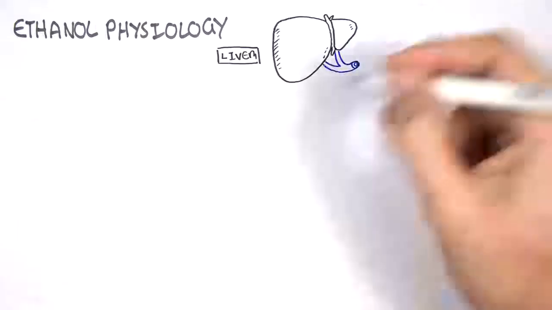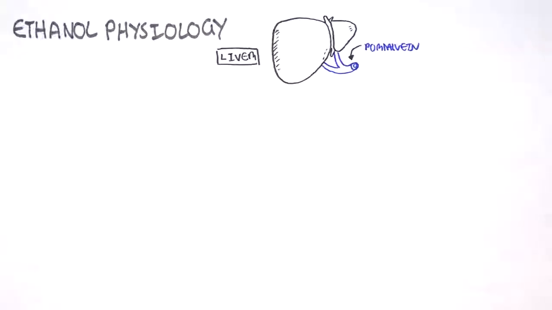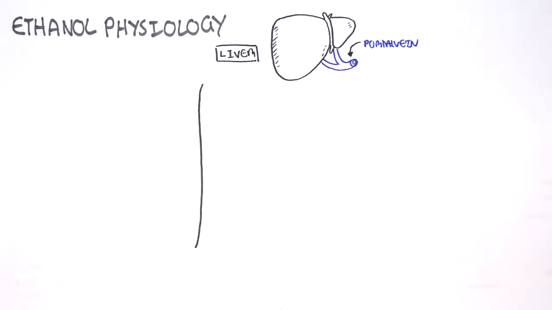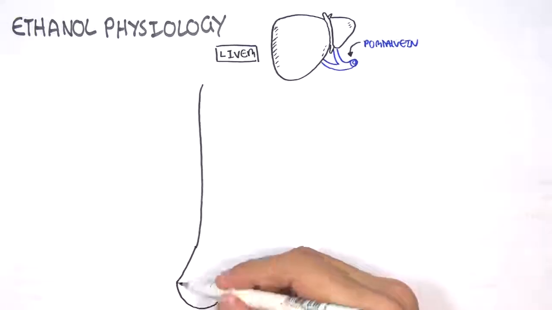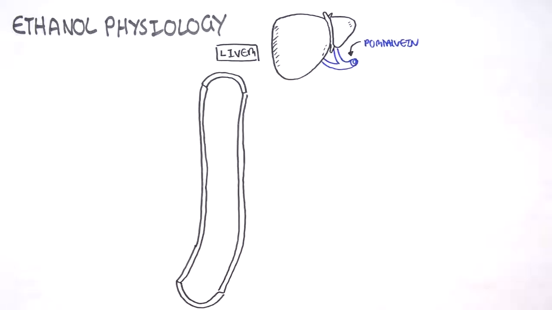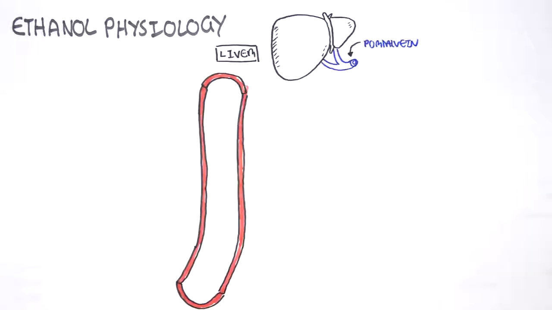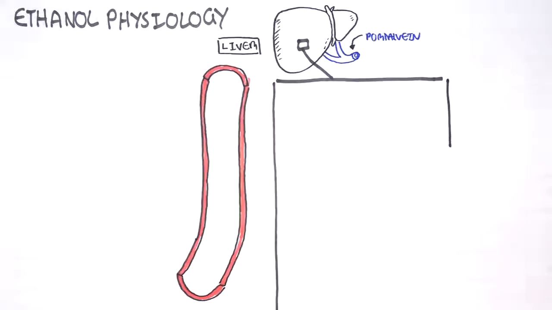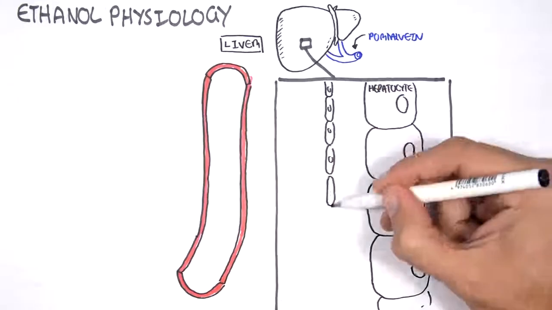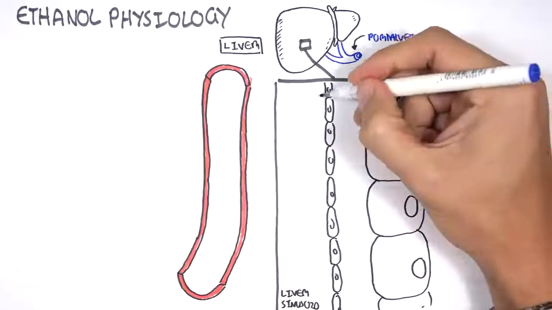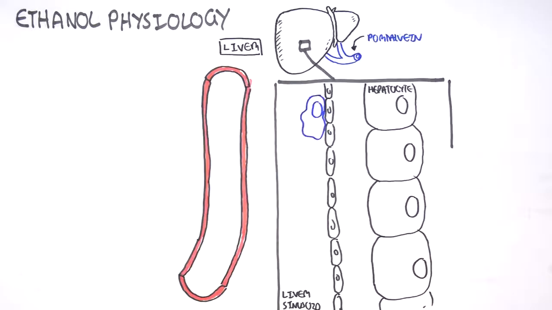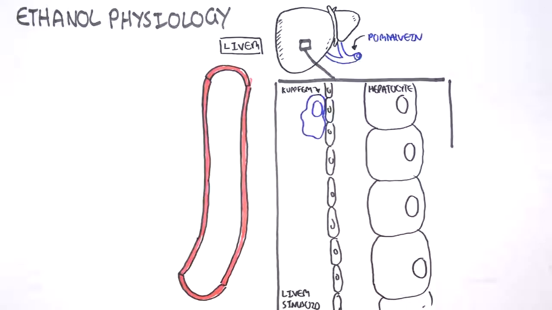Here is the liver. The liver has a portal vein. The portal vein essentially is what drains all the GIT stuff into. So the GIT veins drain into the portal vein, and the portal vein drains into the liver. And here we have the liver cells, also known as hepatocytes. Here is the liver sinusoid. And within the area, there are also liver macrophages called Kupffer cells.